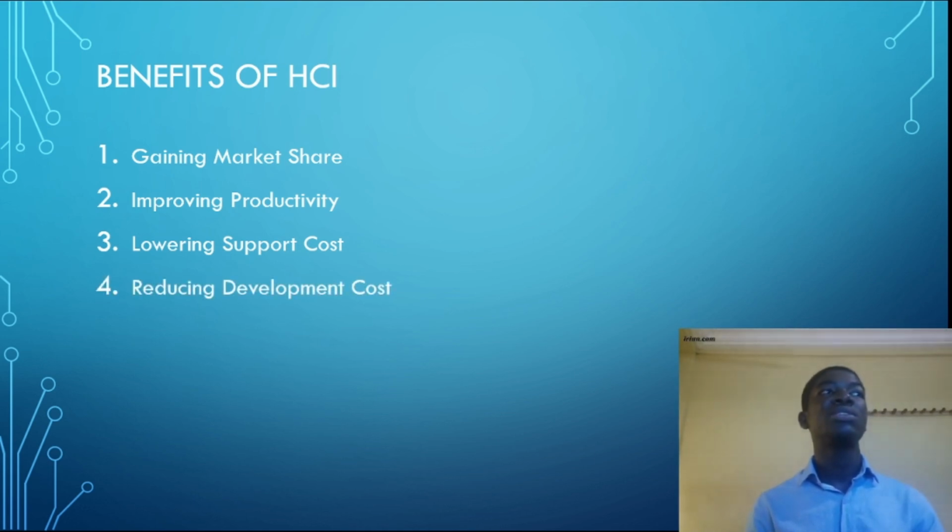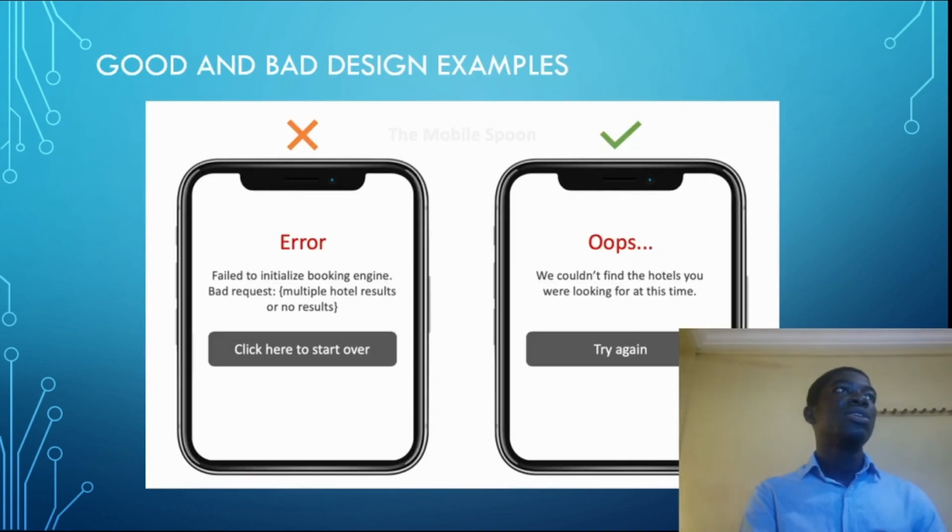And then the last one is reducing development costs. If we design systems to meet the needs of the people, we don't have to incur extra cost redeveloping or redesigning the system we've done. Users use it and then they are at ease, they are okay. You get it? So let's look at some examples of good design and bad design.